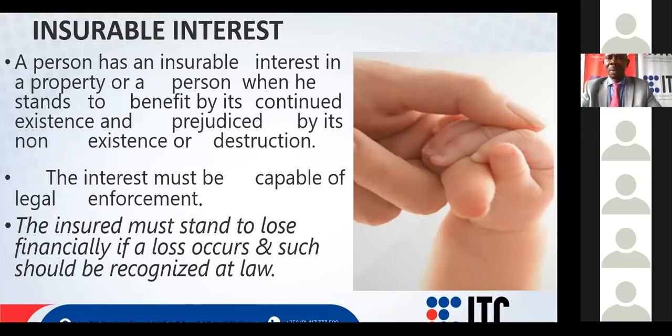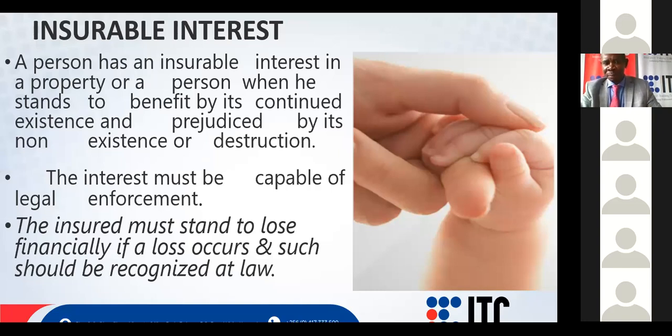So insurable interest is about the financial attachment that you have, your interest in the subject matter. If you bought a car at 10 million, then 10 million is your insurable interest, the amount of money that you put in this subject matter of insurance. That monetary value that you attach to your object or to what you've insured is what they call insurable interest, a financial attachment, right? Here they say the insured must stand to lose financially if a loss occurs, and such should be recognized at law. Basically, that's insurable interest.